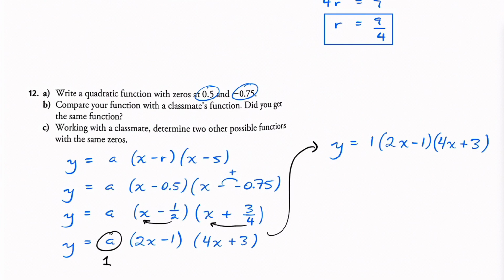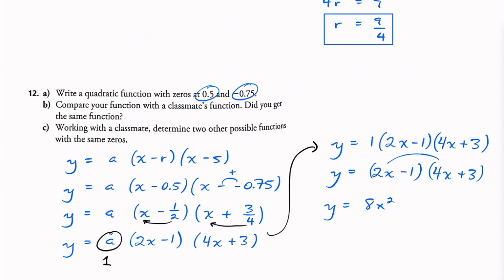Okay, now that I have that, 1 times the stuff inside this bracket isn't going to change anything. So we're just going to have (2x minus 1) in brackets times (4x plus 3). And then our last step, what we can do is FOIL everything out and then get our final answer. So 2x times 4x is 8x squared.